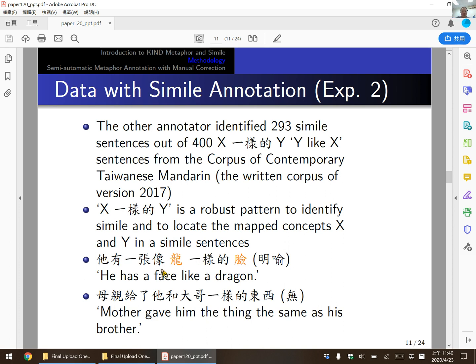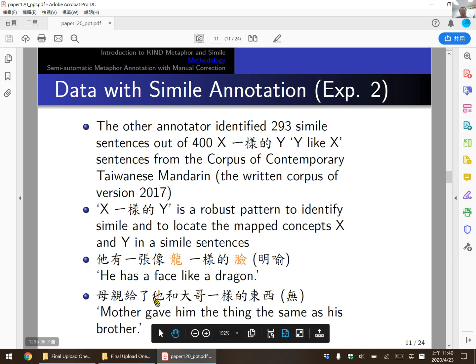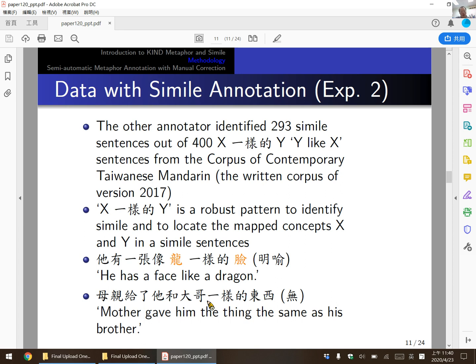For example, "he has a face like a dragon." We found this kind of simile expression, and we also found non-similes. For example, "mother gave him the same thing, the same as his brother." It is not metaphorical at all. Basically, that is our first two experiments.